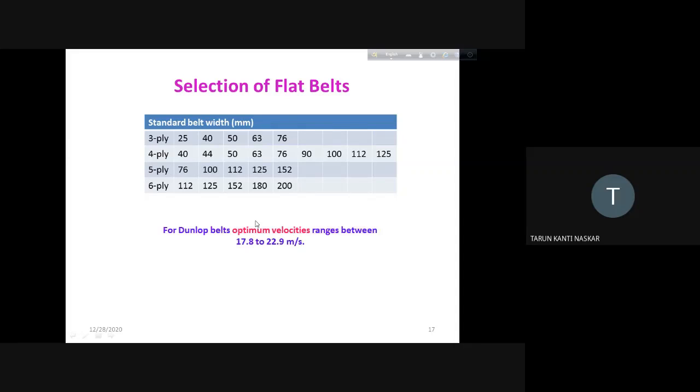Okay. Now for Dunlop belts, the optimum velocity ranges between 17.8 to 22.9 meter per second. So this is the optimum velocity range that should be allowed. That means when you use a Dunlop belt, for other companies there is another range, the optimum velocity, that is the surface velocity, should be between 17.8 and 22.9 meter per second.